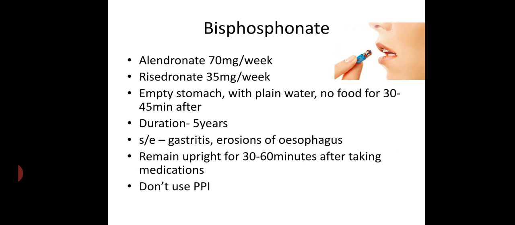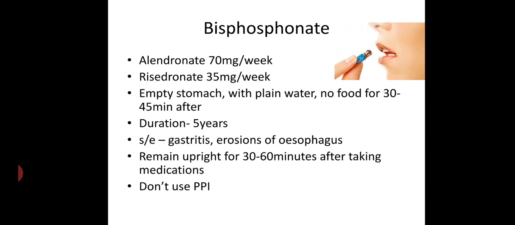Then bisphosphonates. Bisphosphonates are an important drug in the treatment of osteoporosis. Alendronate 70 mg per week and risedronate 35 mg per week orally, and it should be taken on an empty stomach with plain water, and no food to be taken for 30 to 45 minutes after. It can be used for about 5 years, and after 5 years we may have to change the drug or stop the drug.